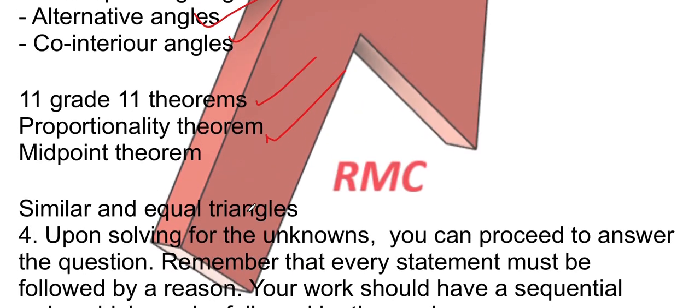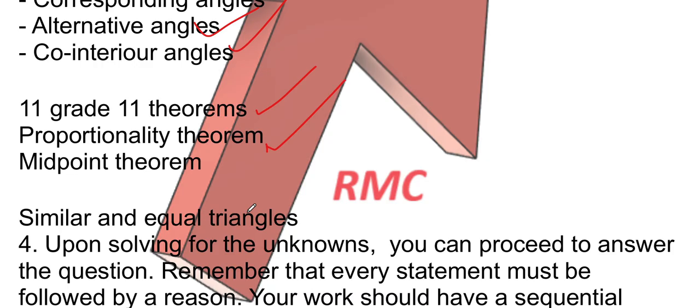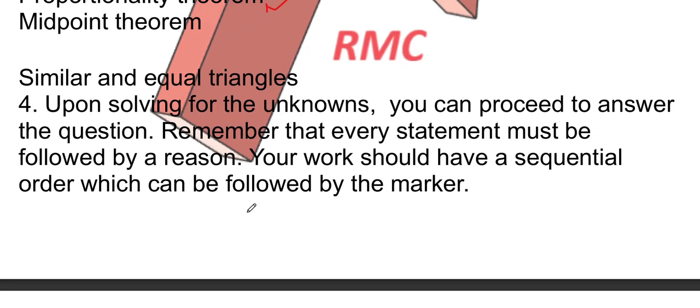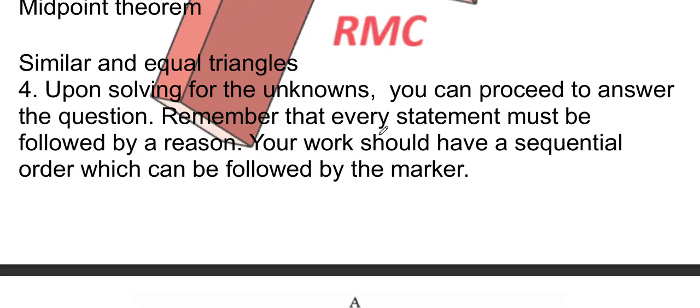Similar and equal triangles is also very, very important theory to know, because if you are told that triangle ABC is similar to triangle CDE or FGH, that will allow you to easily determine those angles and side lengths. So it's very important to be aware of the theory related to that. And then after getting the unknowns, you can now proceed to answer the questions. That's when you answer the questions.